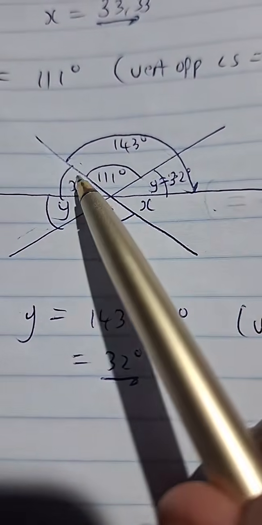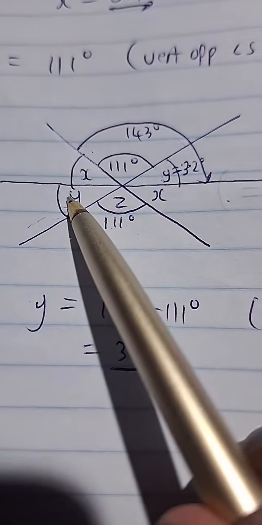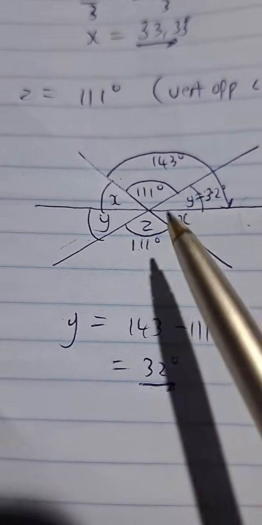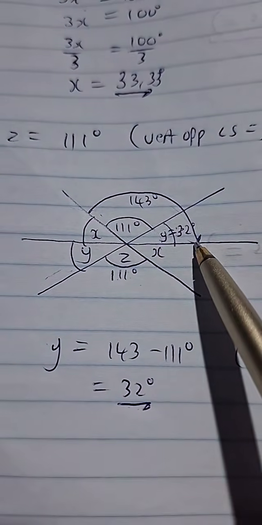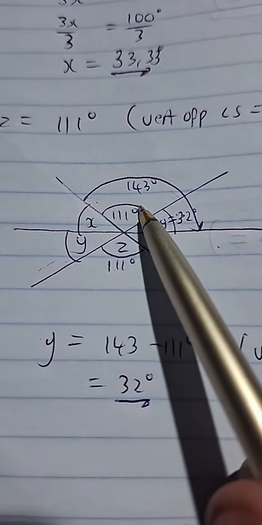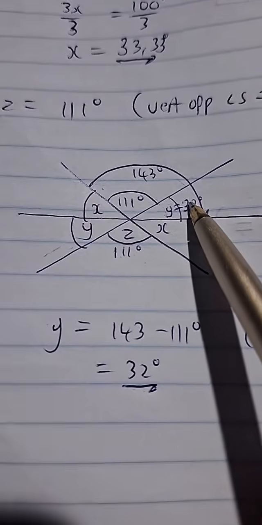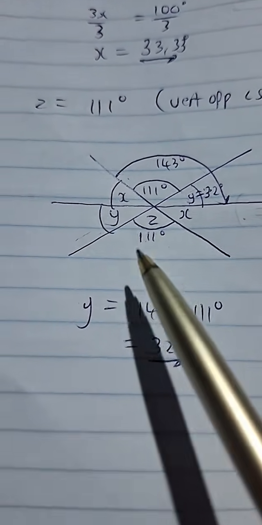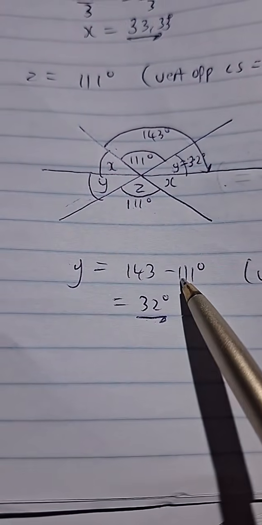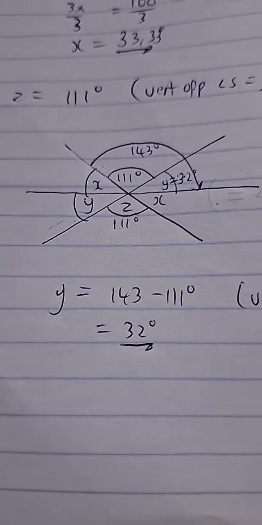Because remember, 143 is made up of this 111 and this part which I don't know, which is actually equal to y. So that's why I said y is equal to 143 minus 111, which gives me 32. And this 32 degrees is equal to y. Does that make sense? So y is equal to 143 minus 111, which gives us 32 degrees.